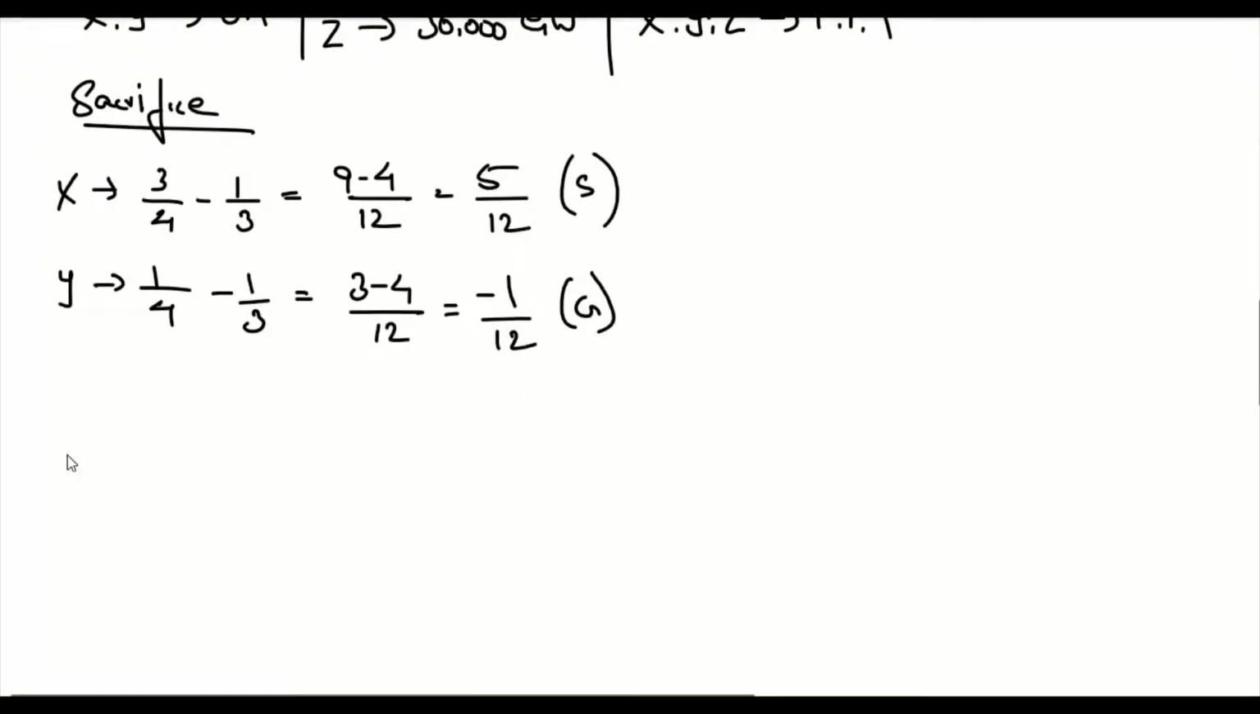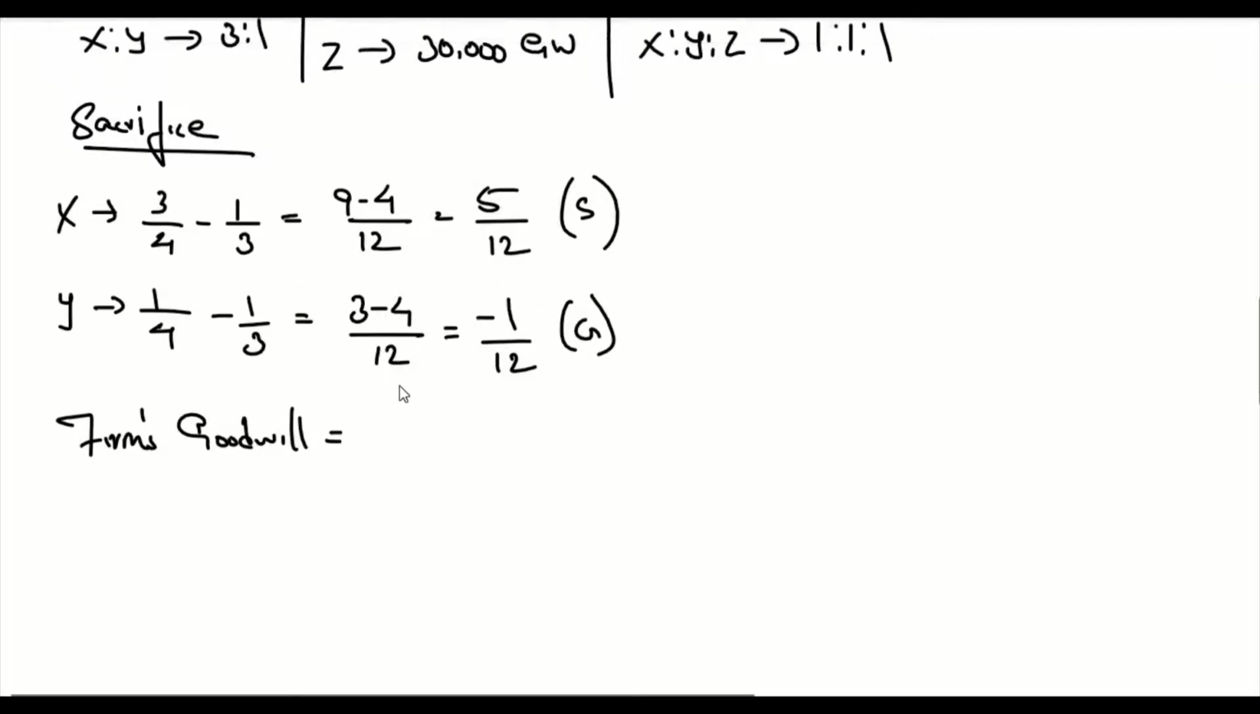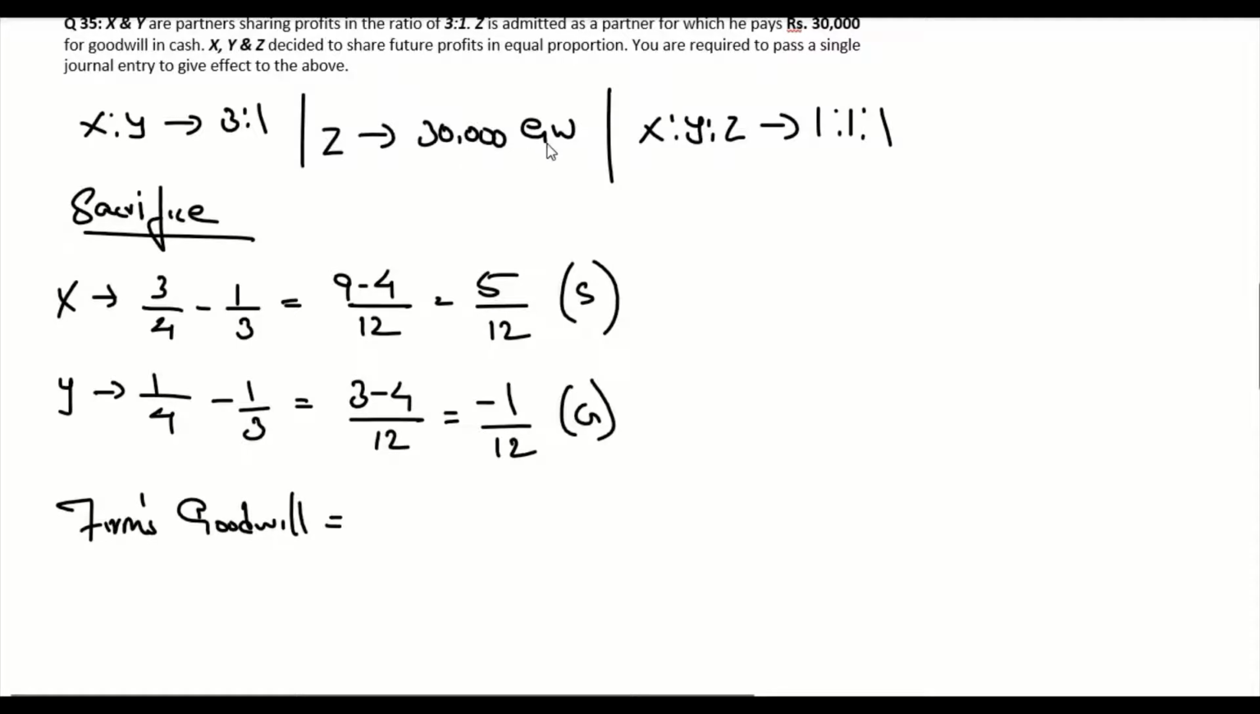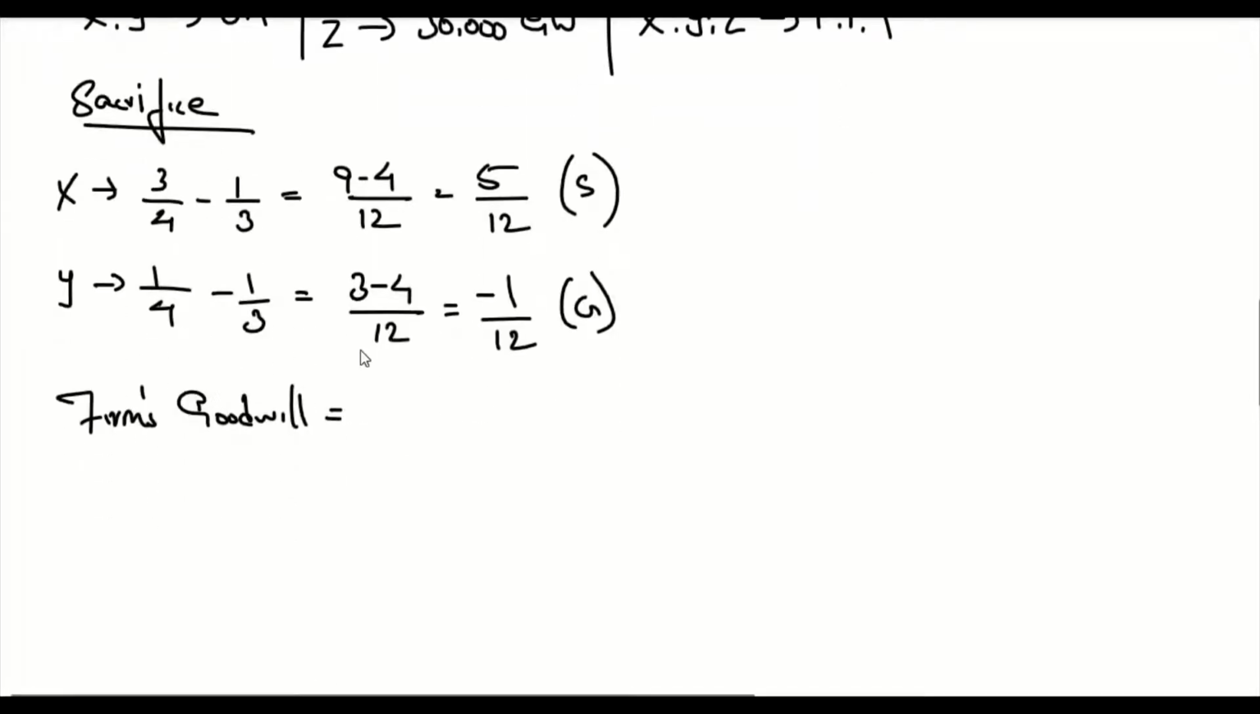So we need to calculate the firm's goodwill. Firm's goodwill is equal to, we know that Z is bringing 30,000 of goodwill for 1/3 share of profit. So if we want to calculate the firm's goodwill, it is 30,000 into 3/1. That is equal to 90,000. So what's Y's share of goodwill?